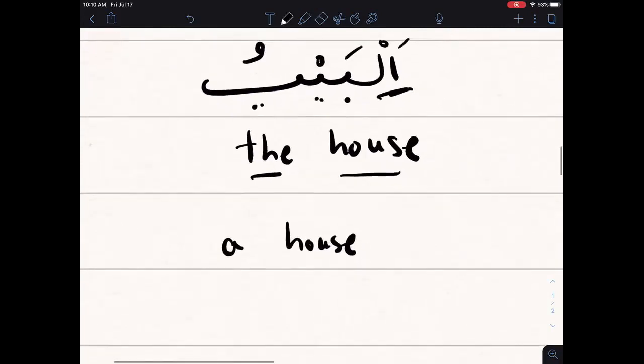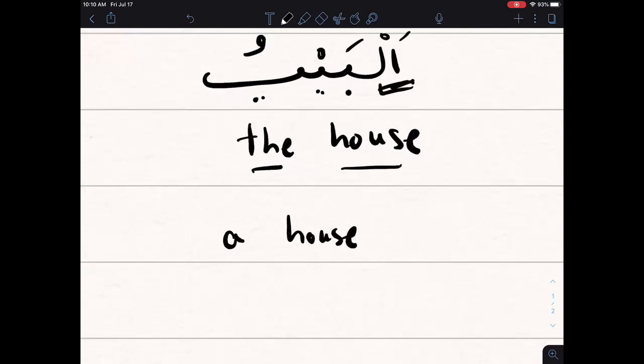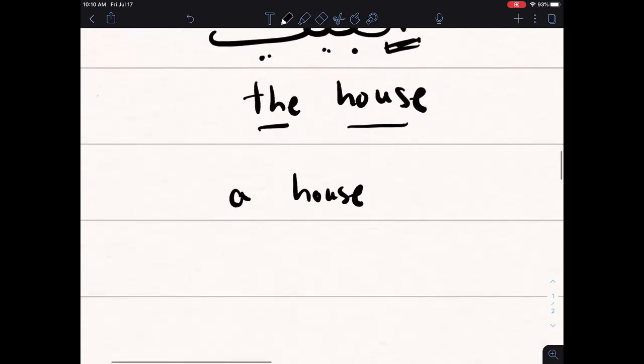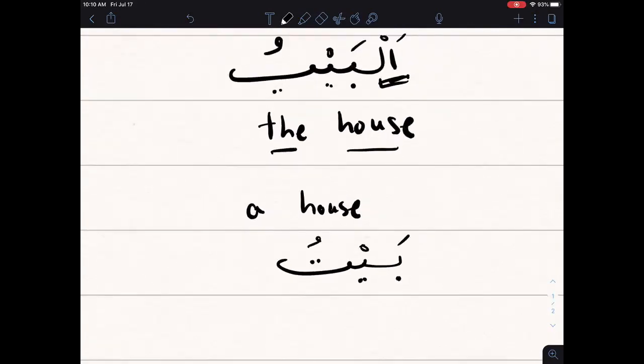What do we have to do? The first thing, we have to get rid of alif lam. We get rid of alif lam. Baitun, yes. The first, you get rid of alif lam. So you have baitu. But now you cannot have this kind of state, baitu.